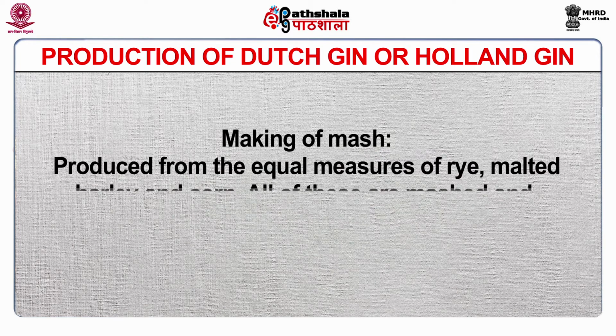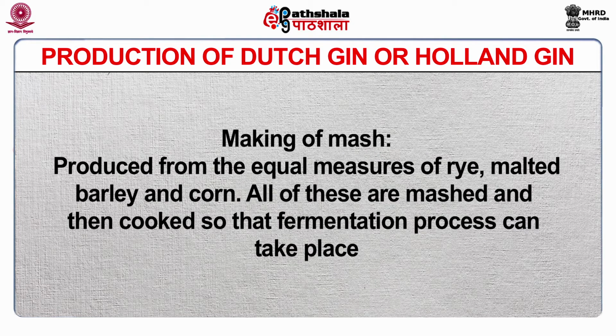The first step in the production of Dutch gin is making of mash. It is produced from equal measures of rye, malted barley and corn. All of these are mashed and then cooked so that the fermentation process can take place.